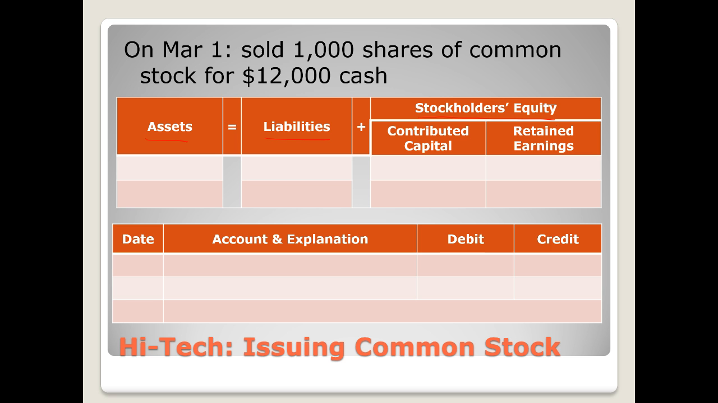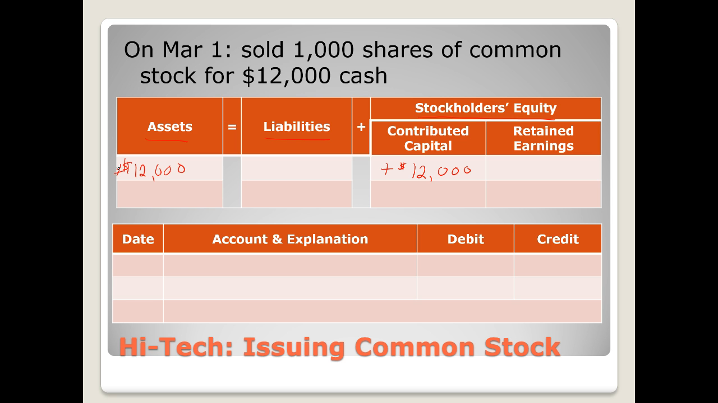When the company sold 1,000 shares of common stock, what part of this accounting equation was affected? If you said that the 1,000 shares of common stock was an increase of $12,000 in contributed capital, then you are correct. What else was affected? Exactly. The company received $12,000 in cash, right? Which means there was a $12,000 increase in the cash account, which is an asset account.